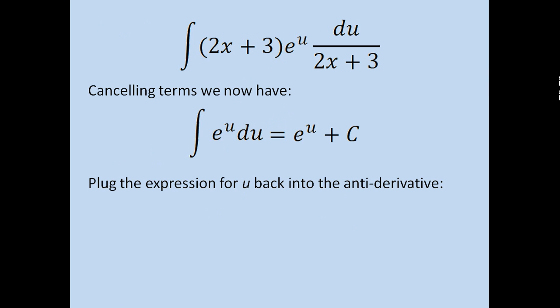So now we're going to plug the expression for u back into the antiderivative, and remember that u equals x² + 3x + 13. So our answer is e^(x² + 3x + 13) + C.